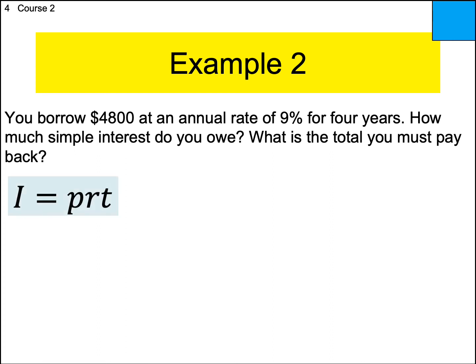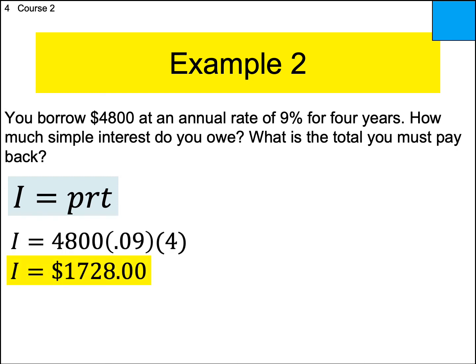Same thing. You've seen it 6 times now. Last time, you borrow $4,800. That's your principal. 9%, so 0.09, and you're doing it for 4 years. You plug that all into the calculator, and whoa, that's a big number.